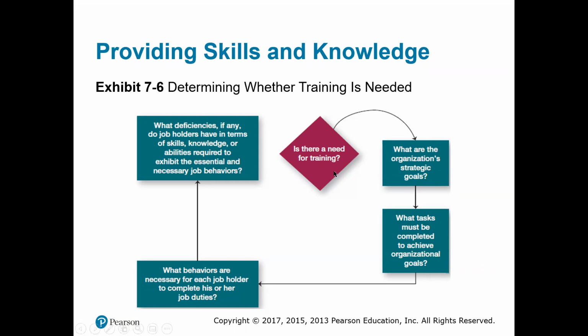If there is a need for training, what are the goals of the organization? How do we tie training so that employees get more connected to achieving the strategic goals? What tasks must be completed to achieve organizational goals? Don't give me training which is not connected with organizational goals. That's a waste of resources. So you've got to make sure you're tying training to achieving strategic and organizational goals. And what behaviors are necessary for each job holder to complete his or her job duties?